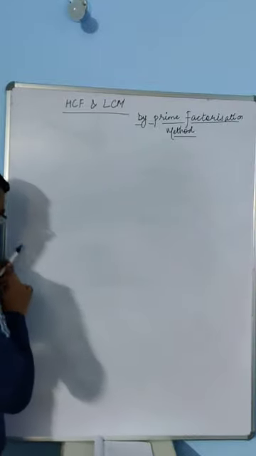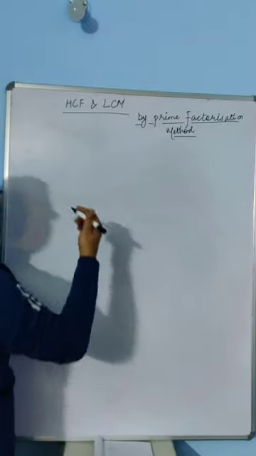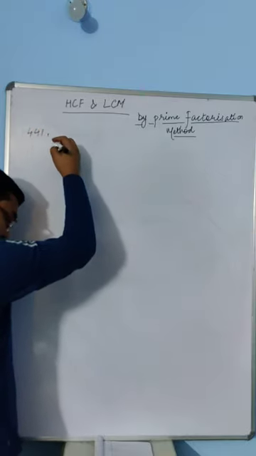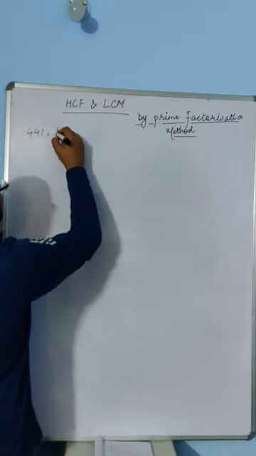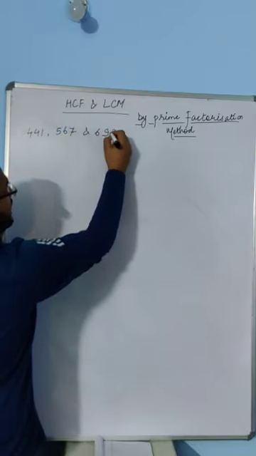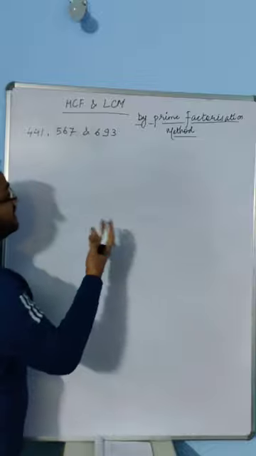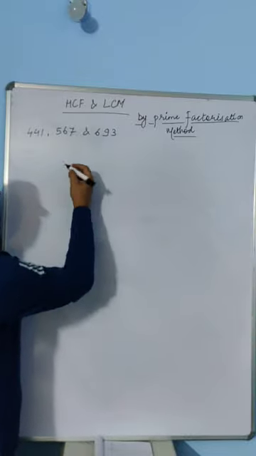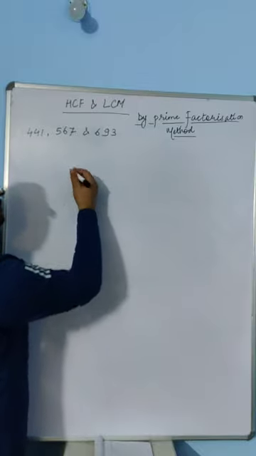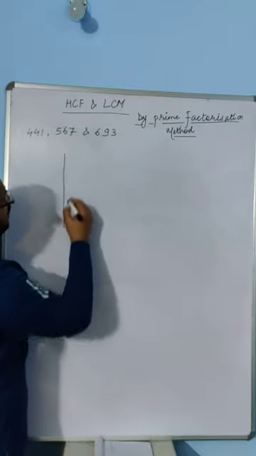Okay, so the last problem for this, I'm going to take 3 numbers. The numbers are 441, 567 and 693. Let's find the HCF and the LCM. First of all, we need to prime factorize all the numbers. So we start with 441.